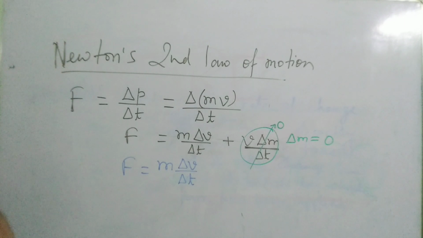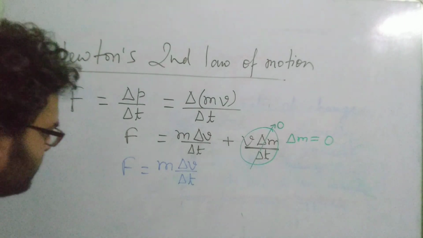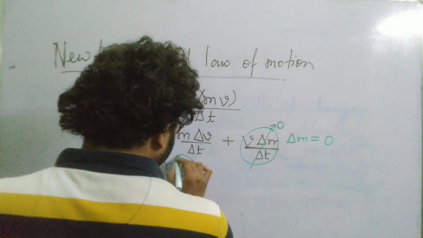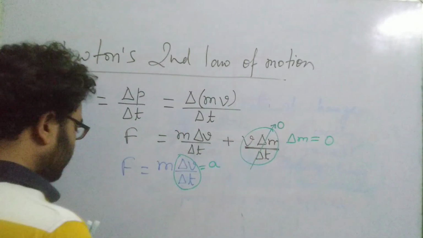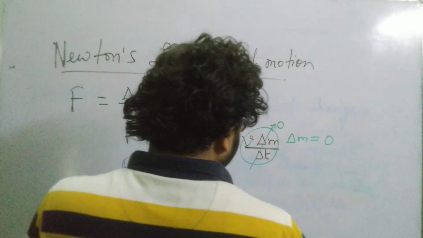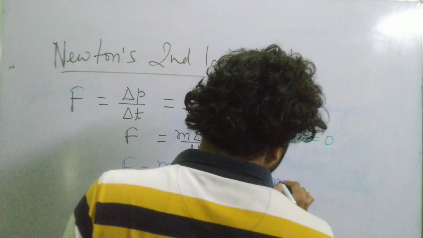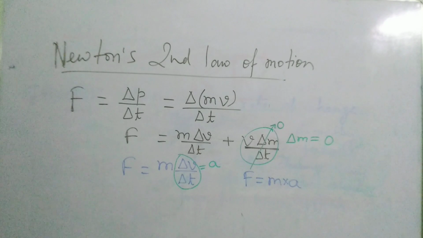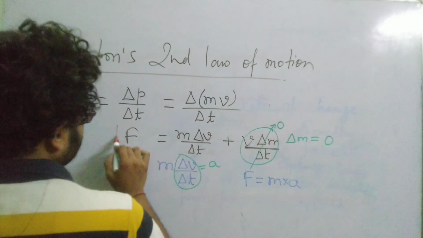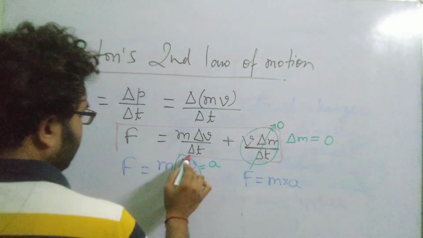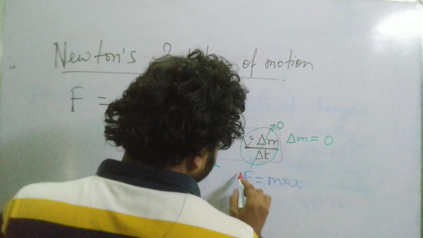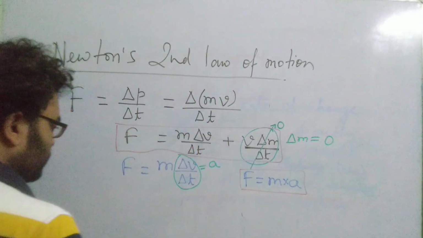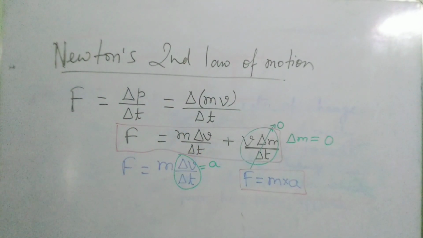As we have learned in the previous chapter, the rate of change of velocity is basically acceleration. So this part is nothing but the acceleration of the body. So you can say definitely that the expression for force in most cases will be mass into acceleration. The actual formula for Newton's second law is the one above, but in most cases, since the mass change is zero, we can consider the formula to be force equals mass into acceleration. This is the expression of force that we use in most cases.